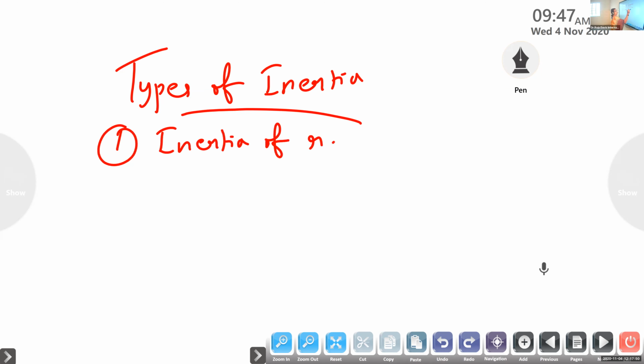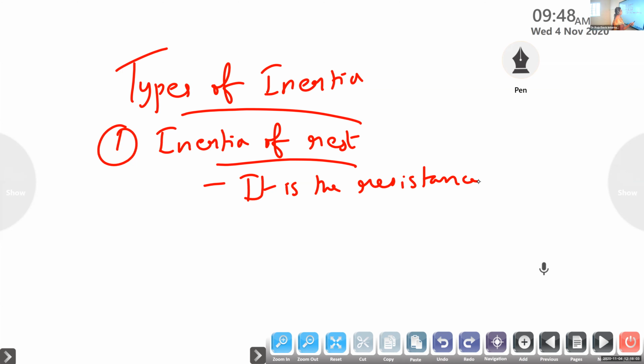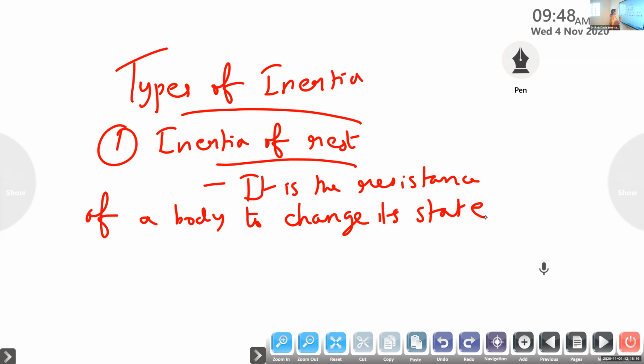From this you understand the inertia of the body which is at rest is inertia of rest. So you can write, it is the resistance of a body to change its state of rest.